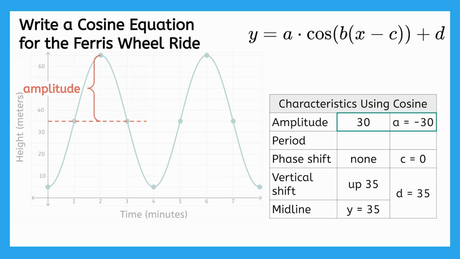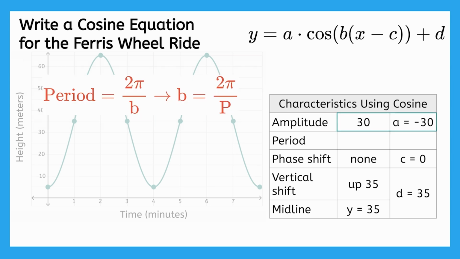Correct! A will be negative 30 because this cosine function has been reflected. We're almost there. What's missing? Right, the period, which helps us find b in the equation. Remember, b is related to the function's period, but it isn't the period itself. B represents the number of cycles over 2 pi, and we find it by dividing 2 pi by the period.